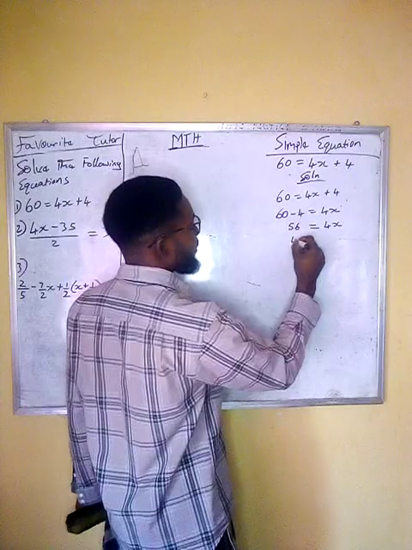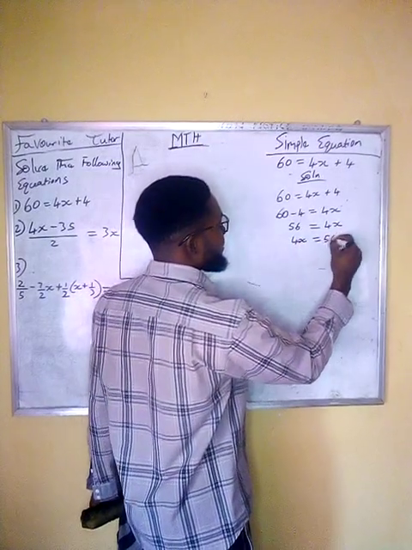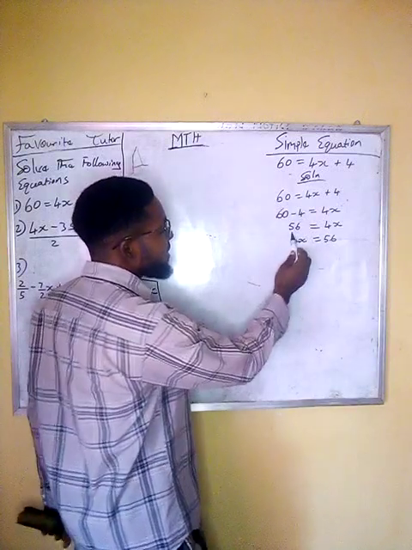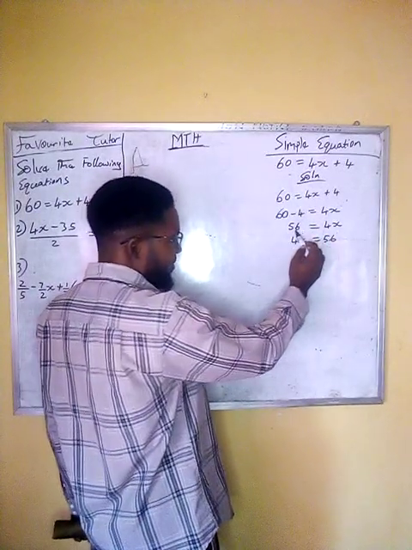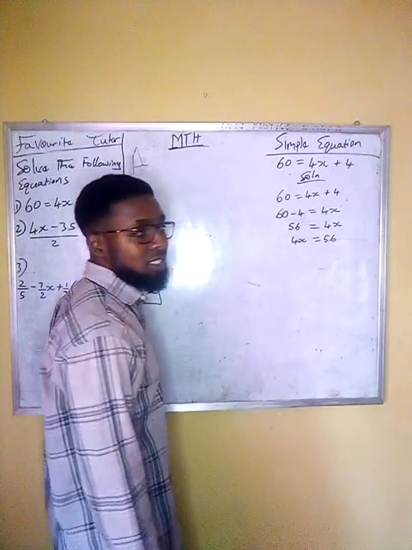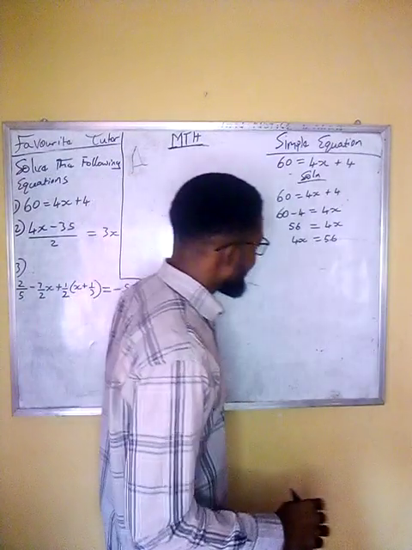56 equals 4x. The same thing as 4x equals 56. We just change sides, switch. It's the same thing. If this is equal to this, it means that this is also equal to this. So therefore, 4x is also equal to 56. It's the same thing, so nothing wrong.